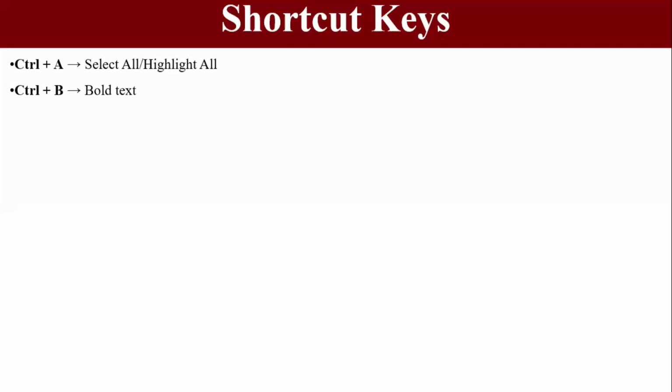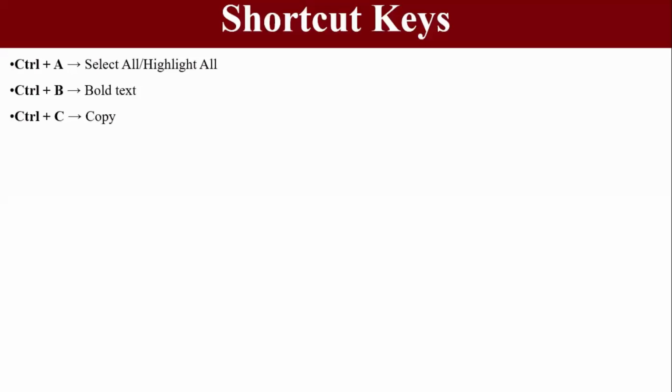Then Ctrl B, bold text. It will make your text thicker or darker. For example, if you want to bold the heading of your report, you can press Ctrl plus B to bold the text.